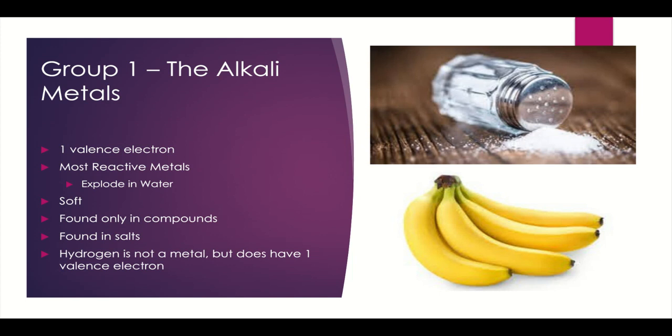Okay, now group one actually has hydrogen in it as well, but hydrogen is not considered a metal, so it doesn't count as an alkali metal, but it's still group one. So going down the metals here, we have lithium, sodium, potassium, rubidium, cesium, and francium. All of the group 1 elements, including hydrogen, have one valence electron. And the alkali metals are extremely reactive. They are the most reactive metals on the table.